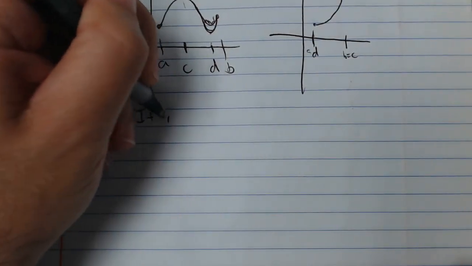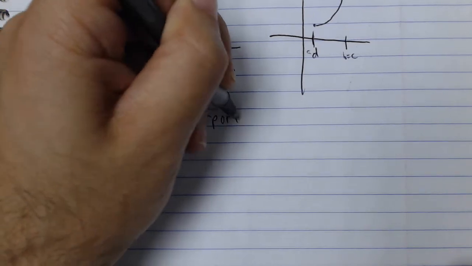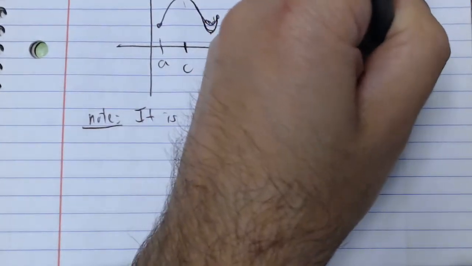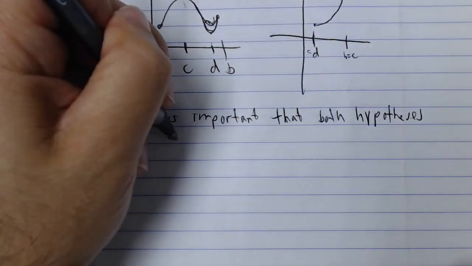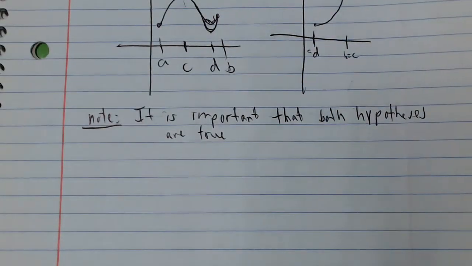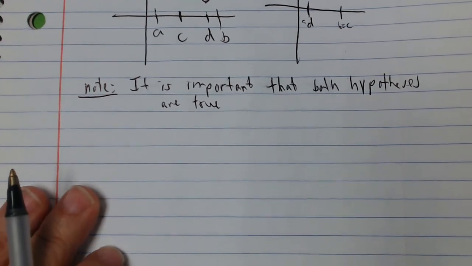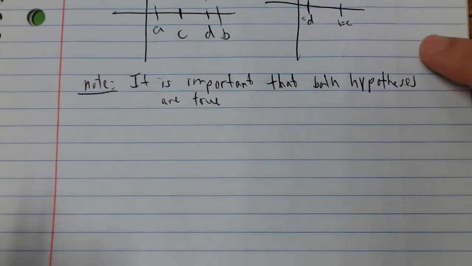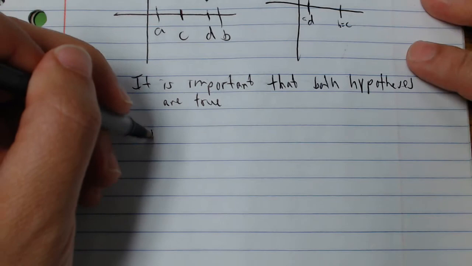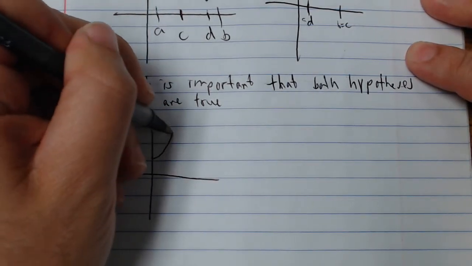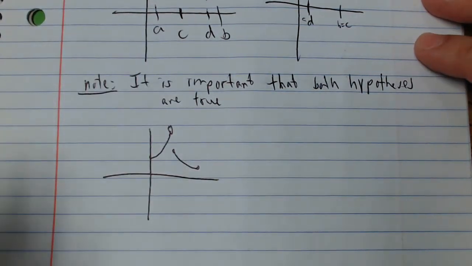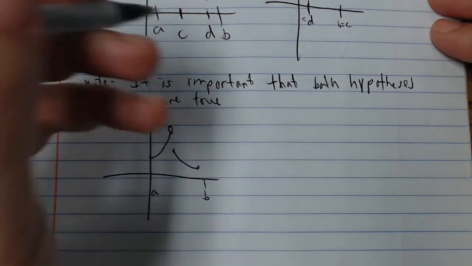So it is important that both hypotheses are true. And I'm saying both hypotheses, there's really just one, but I'm treating it as two. So what's the first one? It has to be continuous. Okay, so what I'm saying is, what if I give you something like this? See, this graph from A to B, it's not continuous, right?